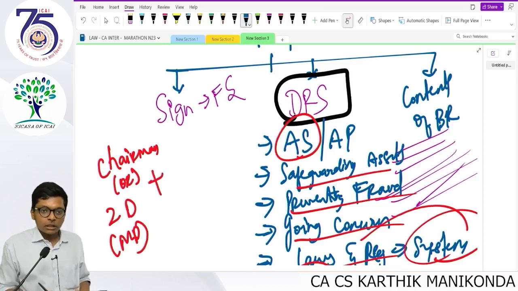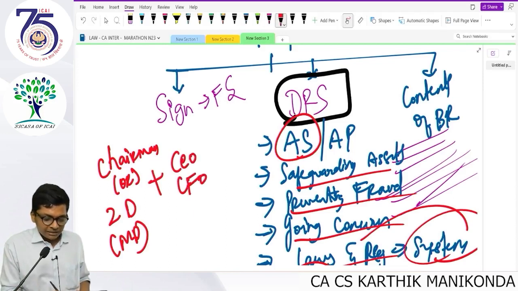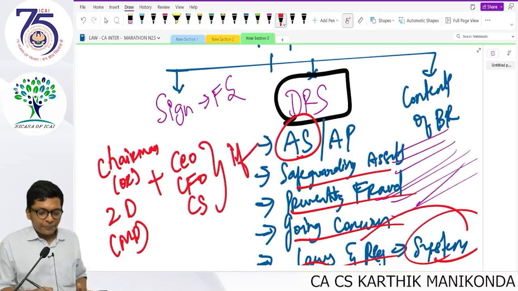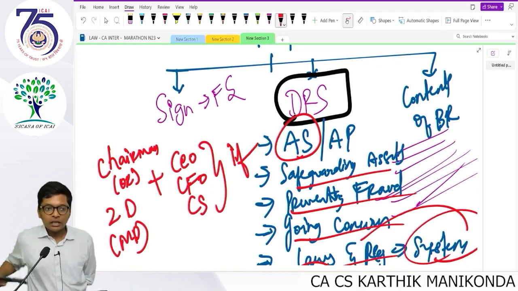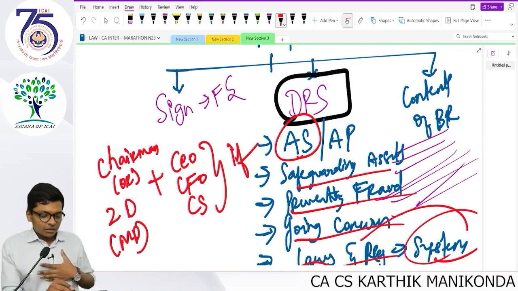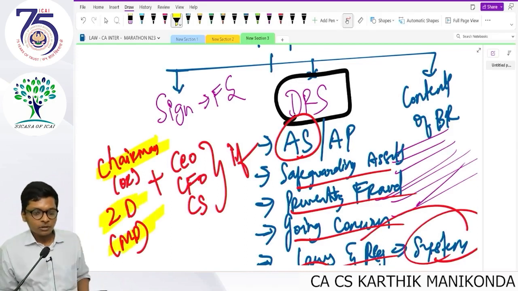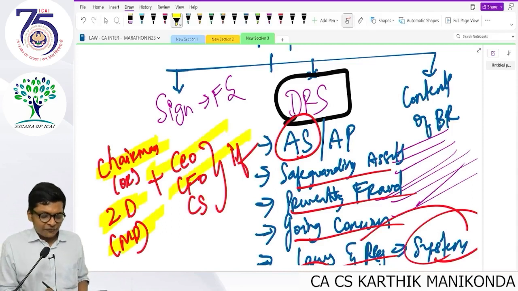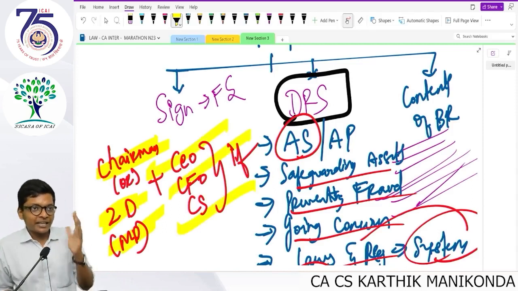and the CEO, CFO, CS, if applicable or if appointed. Are you following, guys? Not mandatory. Who's mandatory? The chairman should sign. If the chairman is not there, two directors, one of them should be a managing director, and the CEO, CFO, CS if appointed, if they are there in the company.